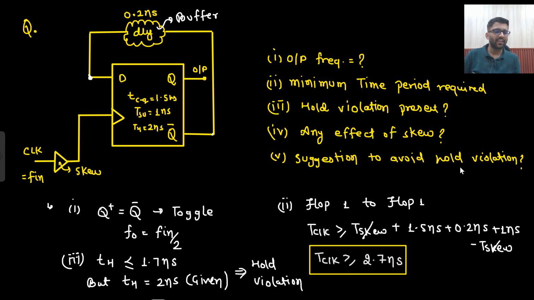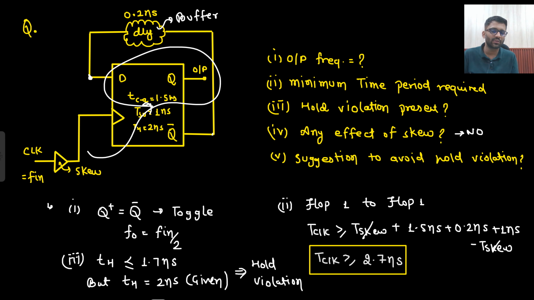Now the fourth question, they are asking any effect of skew. No, skew is getting cancelled. So no effect of skew. In one flop only, if you are working in this loop only, there is no effect of skew because skew is getting cancelled. First it is delayed and then you are cancelling it, then you are subtracting it. So skew is getting cancelled. So no effect of skew.